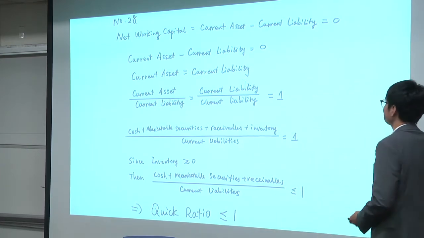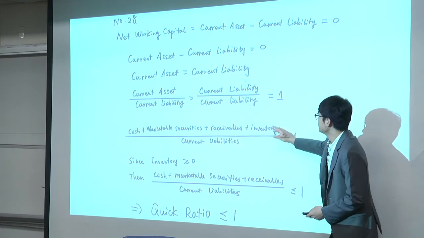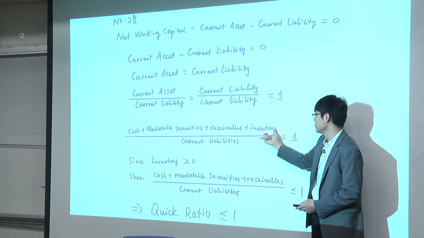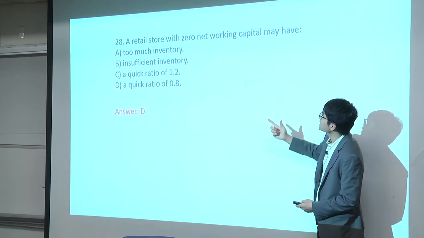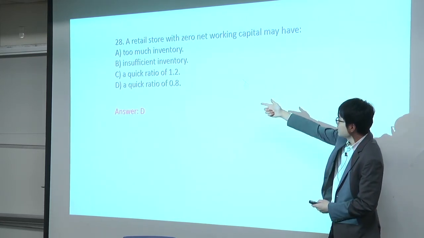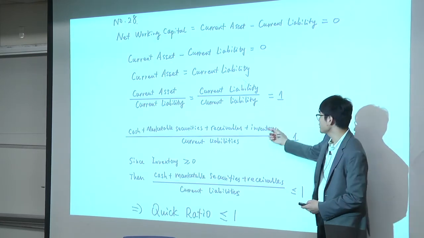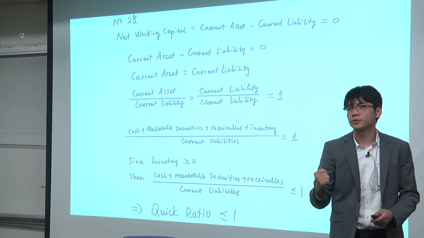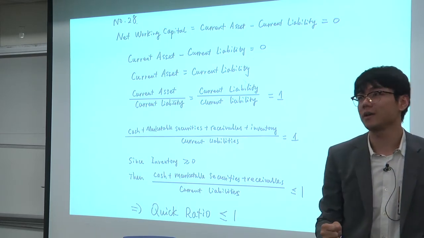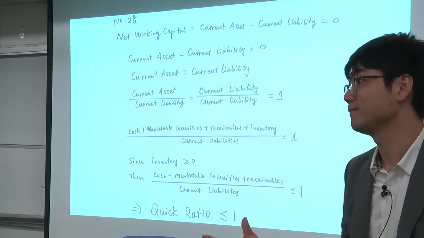Now, this item equals 1. Now the question asks, so let's think about quick ratio. Quick ratio is this item without the inventory. But inventory is a greater than or equal to 0 item. You either have no inventory or positive inventory.